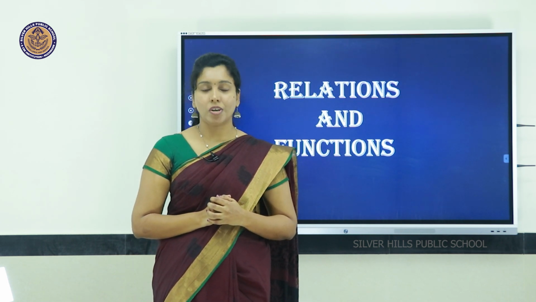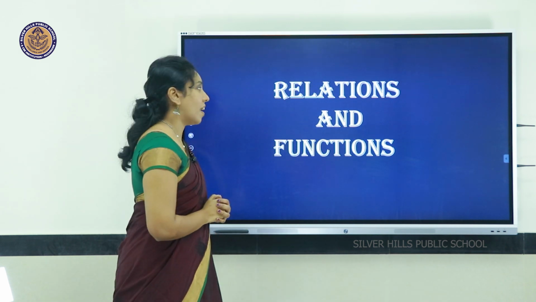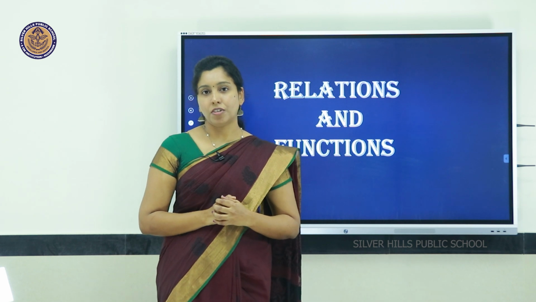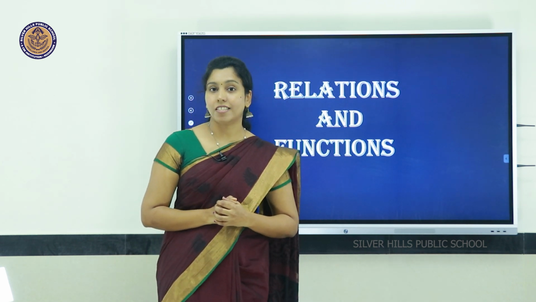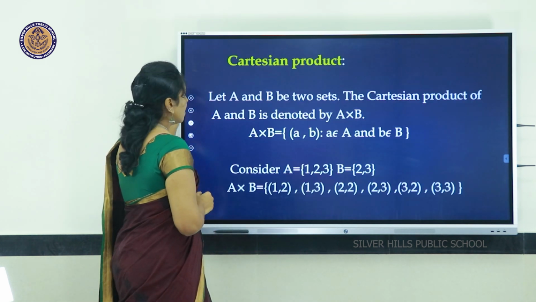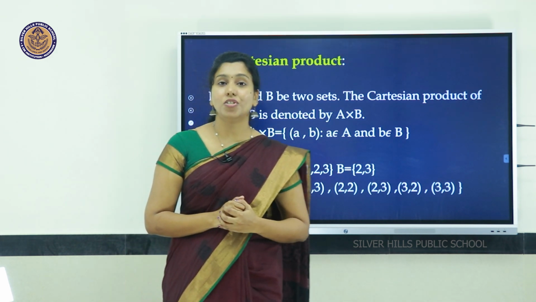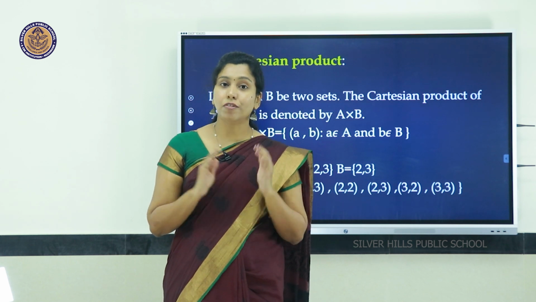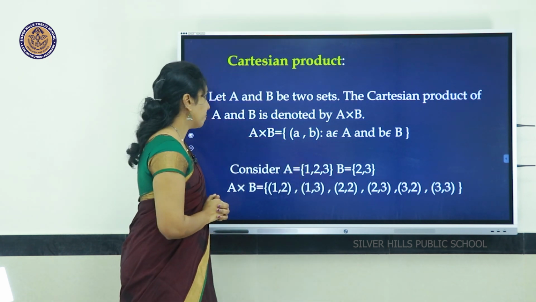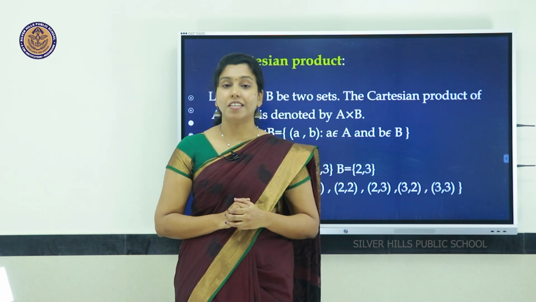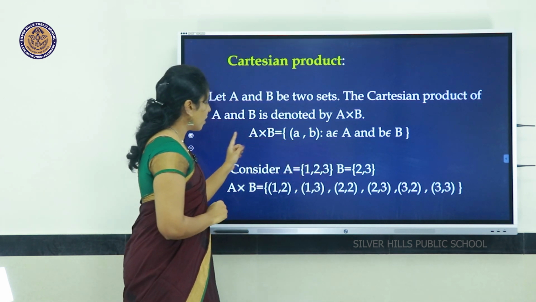So let us move to our topic, relations and functions. Let us recall some of the definitions which we discussed in class 11. The first definition is Cartesian product. And what is a Cartesian product? Suppose you have two sets A and B. The Cartesian product of A and B is denoted by A cross B.